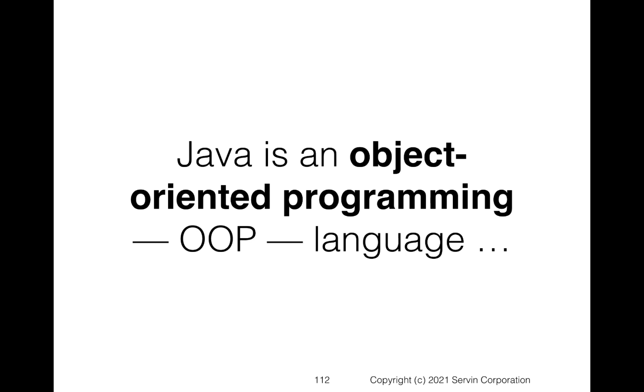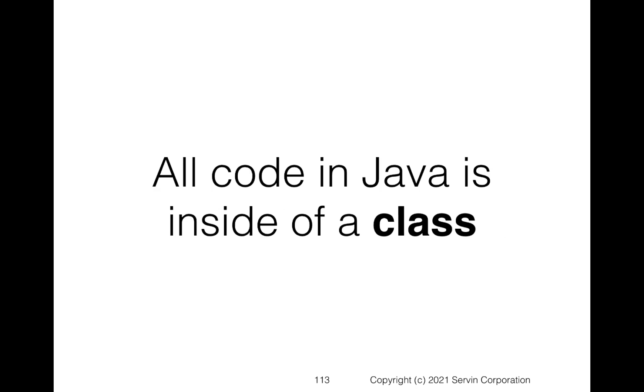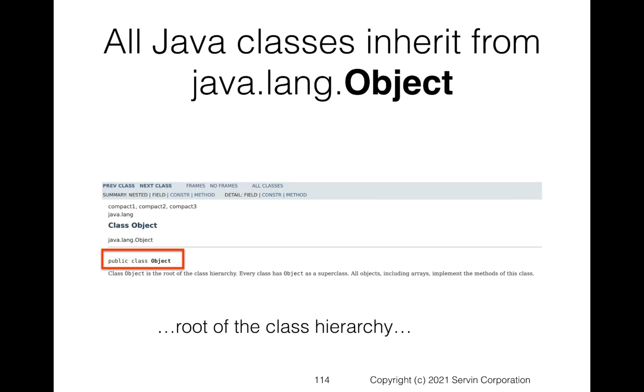Java is an object-oriented programming language, that is an OOP language, and all code in Java is inside of a class. This was one of the key features when Java first came out: everything had to be inside of a class. All Java classes actually inherit from java.lang.Object. This java.lang.Object is the root of the class hierarchy. It's always at the very top.